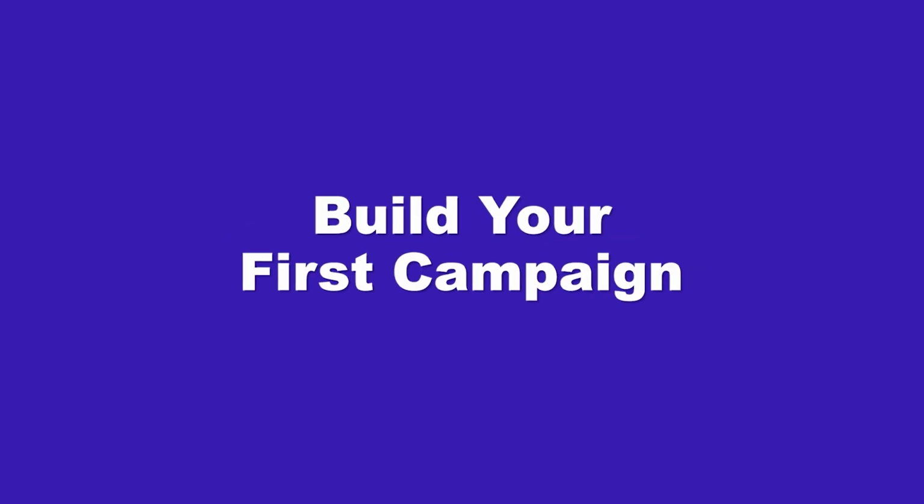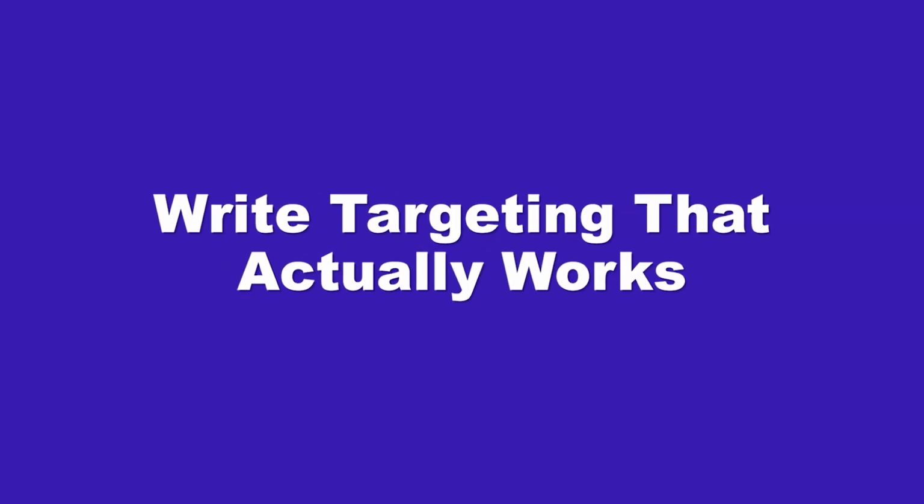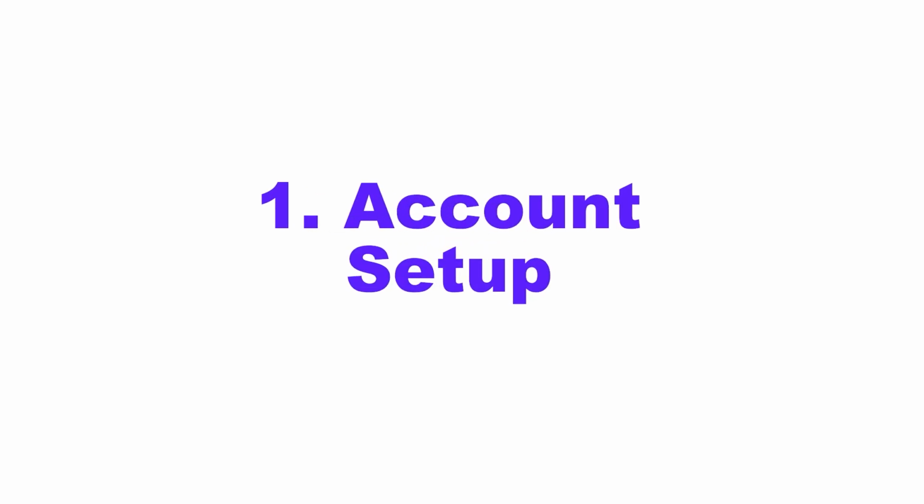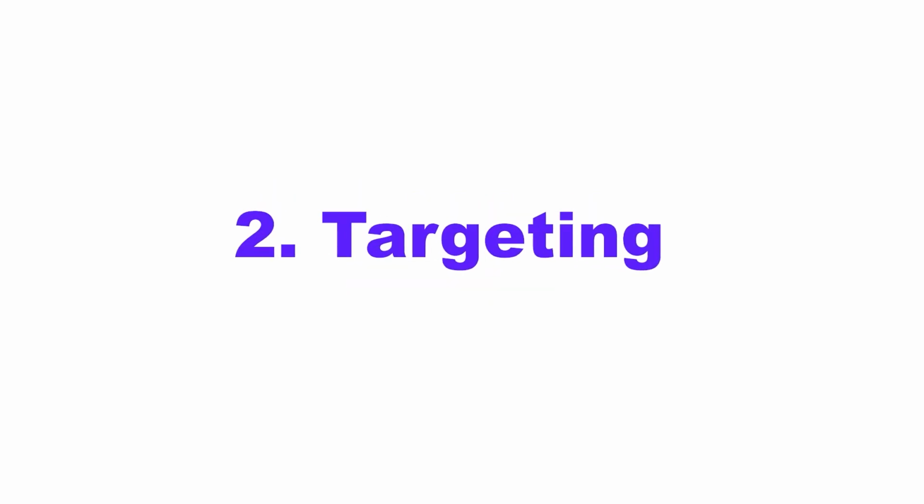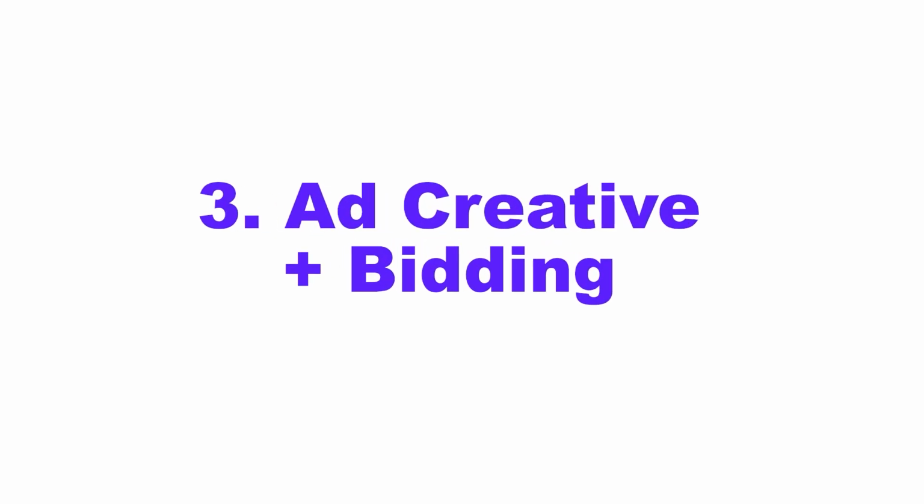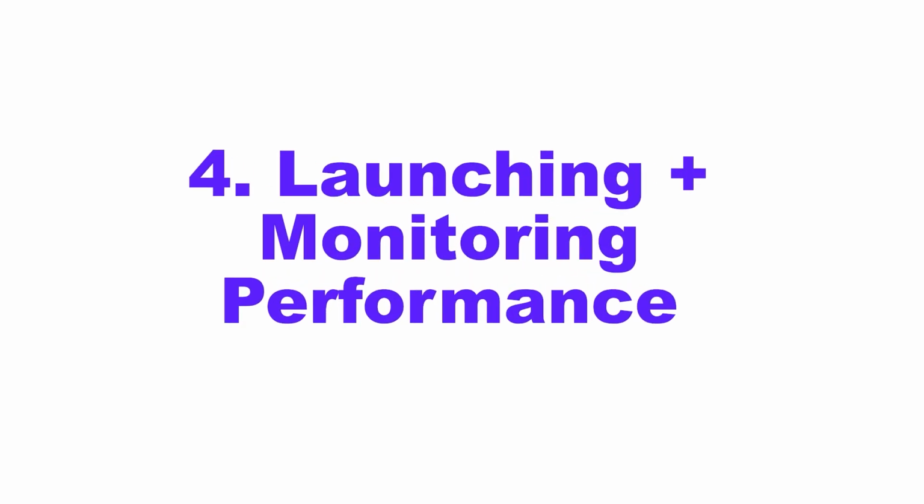By the end of this video, you're going to know how to register, build your first campaign, write targeting that actually works, and set your bids. The full setup start to finish. There's 4 parts to this. First, account setup, then targeting. This is where ChatGPT ads are completely different from anything else. Then ad creative plus bidding, and launching plus monitoring performance.